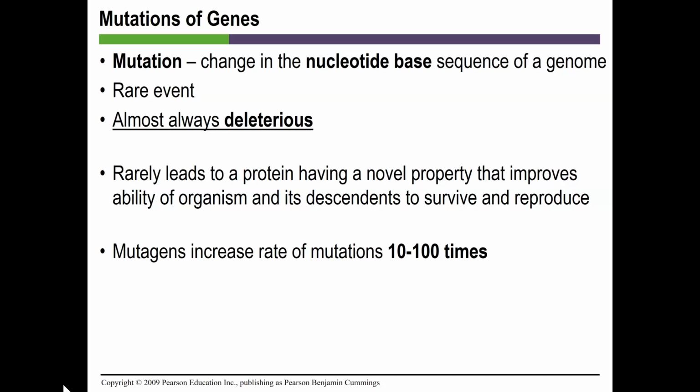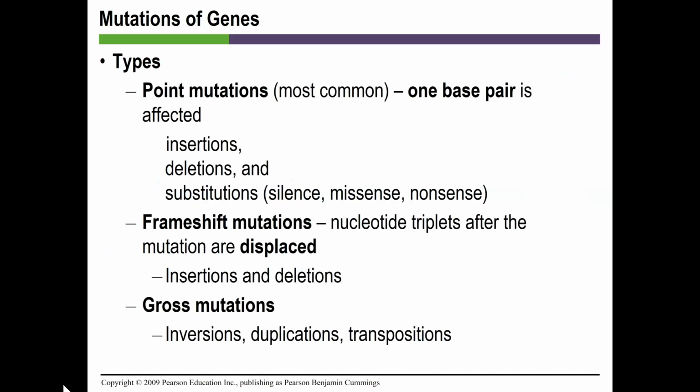The mutation can alter the property of a protein that improves the chances of an organism surviving and reproducing to pass on the change. There are known mutagens, both physical and chemical, that increase the rate of mutations from 10 to 100 times. There are different types of mutations.